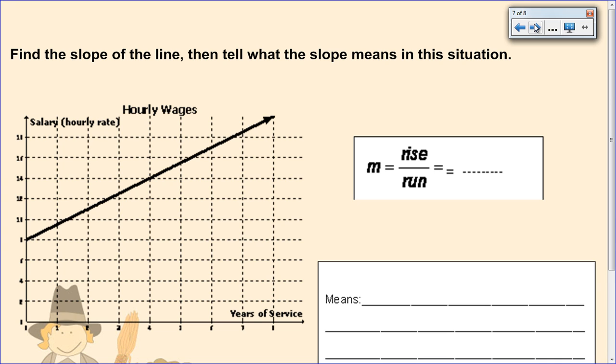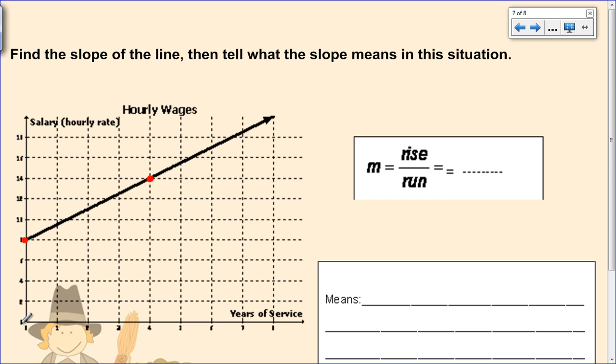Let's just talk about, we're going to find a slope and then we're going to talk about what it means. So we have a graph. Step 1, find 2 pretty points. So I have a pretty point here and I have a pretty point right here. Now you are going to have to pay attention to the spacing on your graph before you do this.